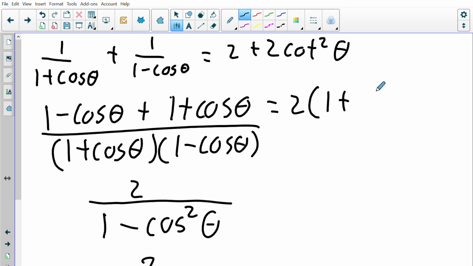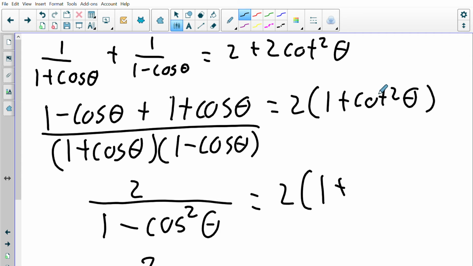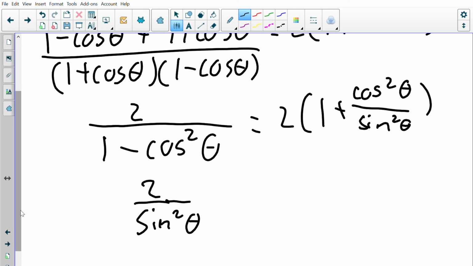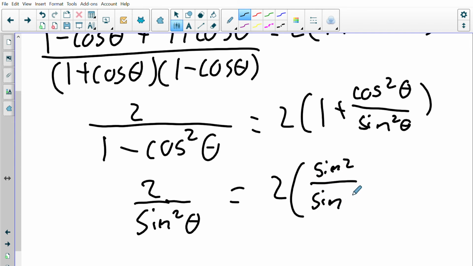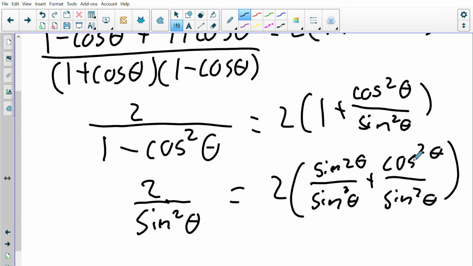And I have 1 plus cotangent squared of theta. And then let's make this equal to sine or cosine. Because it's cotangent, it's going to be cosine over sine. And because it's squared, these are going to be squared. Then I want to make this 1 into a fraction so I can combine it. So then I would have sine squared over sine squared.